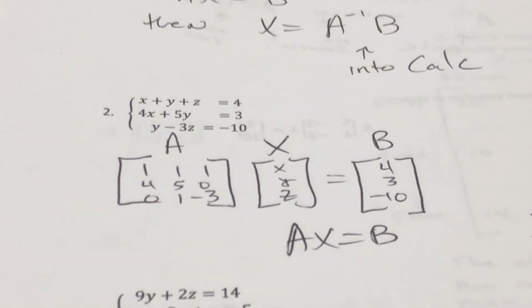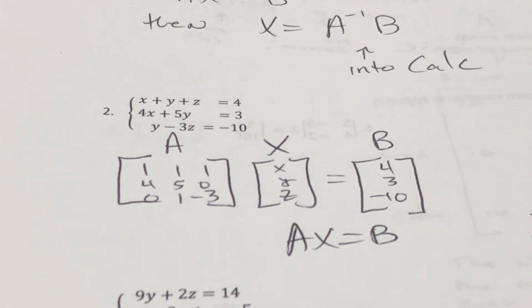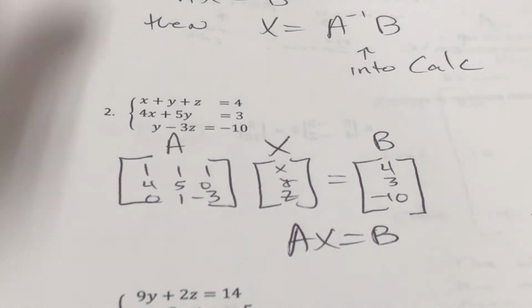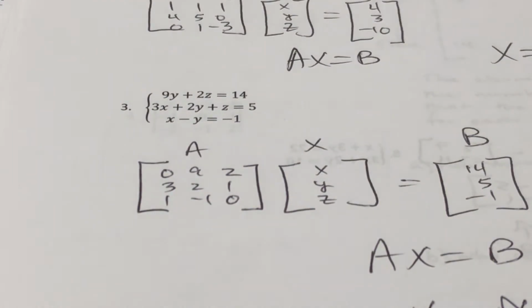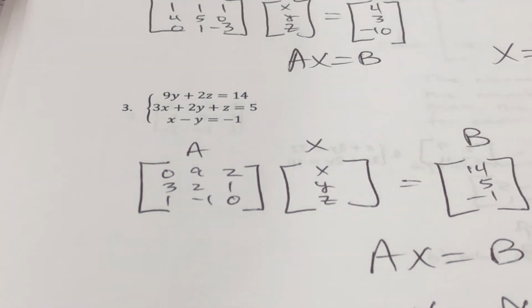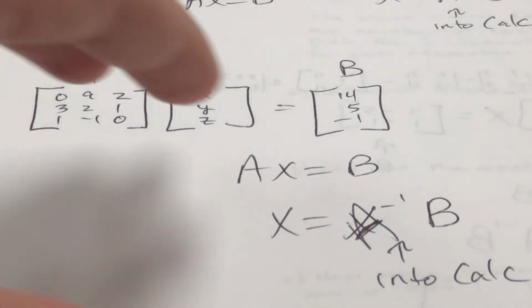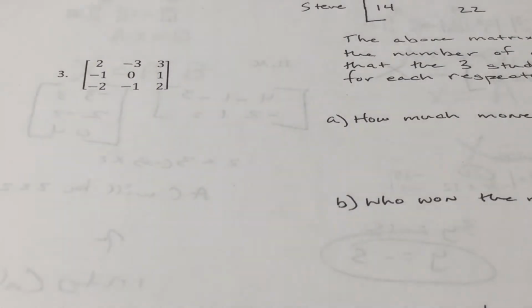Number 2, matrix A, you need to make 1, 1, 1, 4, 5, 0, 0, 1, -3 for the coefficients. Matrix B is 4, 3, -10. Make sure you put -10 in there. This is what Honors Algebra 2 did on Thursday. Got to make matrix A, 0, 9, 2, 3, 2, 1, 1, -1, 0. There's matrix B. Again, A inverse B in your calculator. A inverse B. We did a great job with this on Thursday.